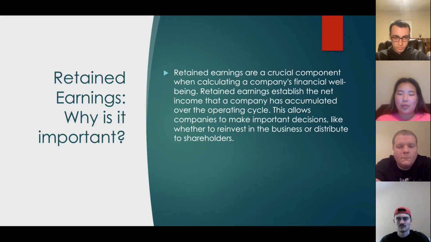So retained earnings are important because they are a crucial component when calculating a company's financial well-being, and they also establish the net income that a company has accumulated over the operating cycle. This allows companies to make important decisions like whether to reinvest in the business or distribute to shareholders.